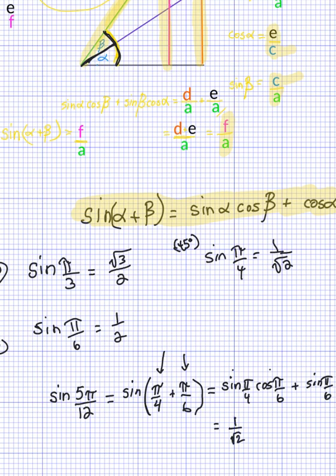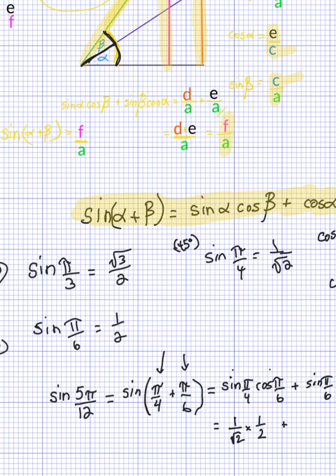I know the sine of pi by 6 is 1/2. I know that the cos of pi by 6, oh, we better back up there. I should have mentioned, I gave you the sine of pi by 3, sine of pi by 6, sine of pi by 4. I should also have given you the cos of pi by 4, which is also 1 over root 2, and the cosine of pi by 6 is root 3 over 2, and the cosine of pi by 3 is 1/2.